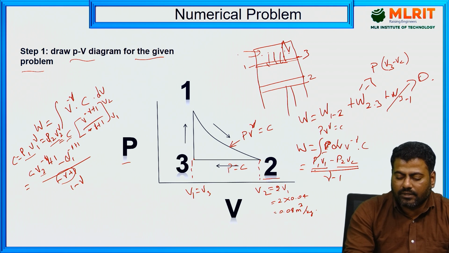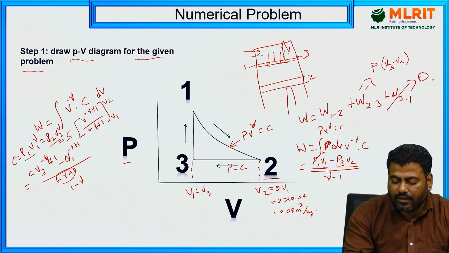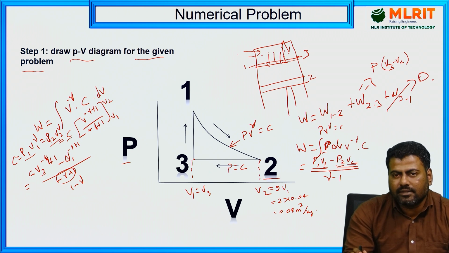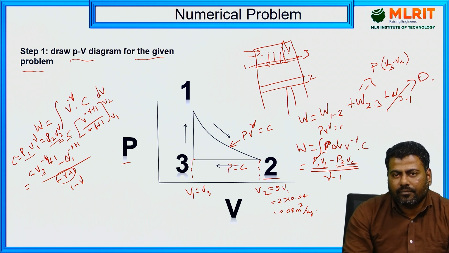So what is the P1 we are having? Total atmospheric pressure. And what about V1? We are having 0.04 meter cubed. Right? And what about P2? P2 we need to find out. And V2 we are having as 0.08. So if you calculate all these thermodynamic properties, you can get the value of total work done. So these values you need to calculate on your own.